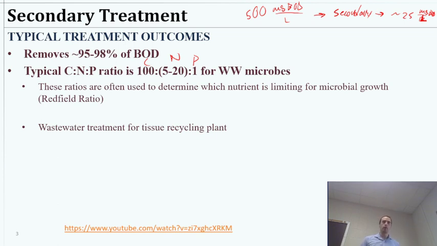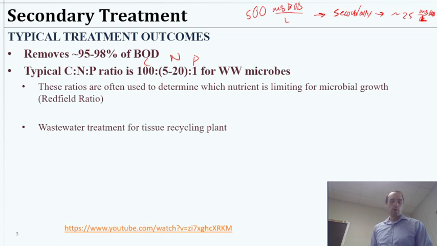So for wastewater microbes, in the case of a tissue recycling plant where they have almost no nitrogen and phosphorus available, you're not going to have much growth, even though there's tons and tons of food there. So you have to supply them with that nitrogen and phosphorus. Okay, so that can be important sometimes.